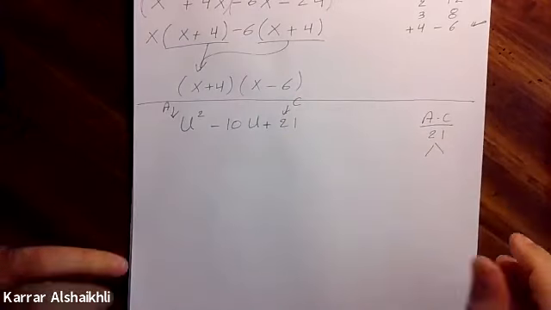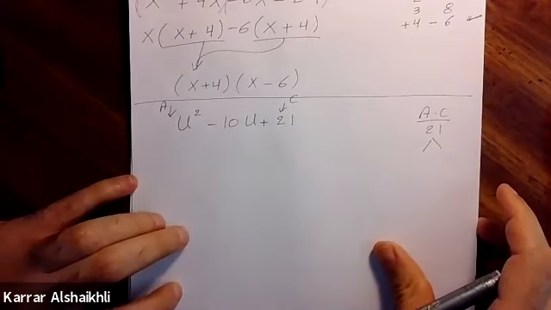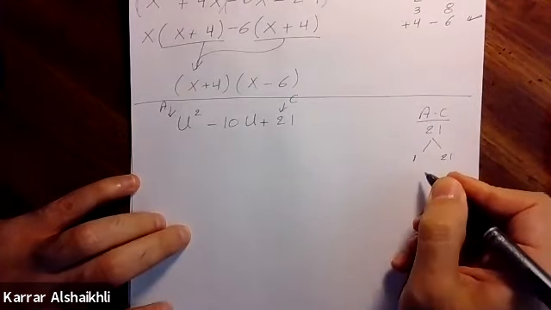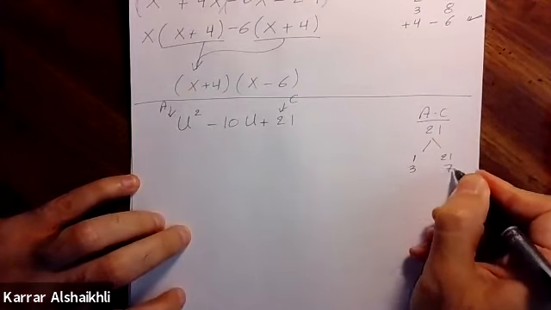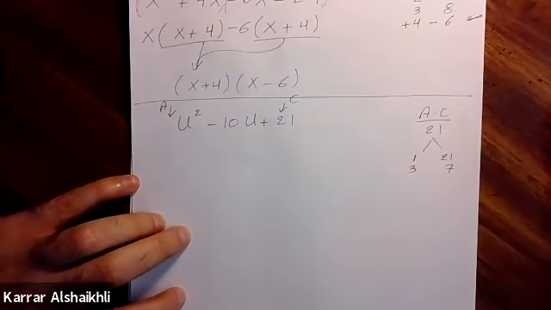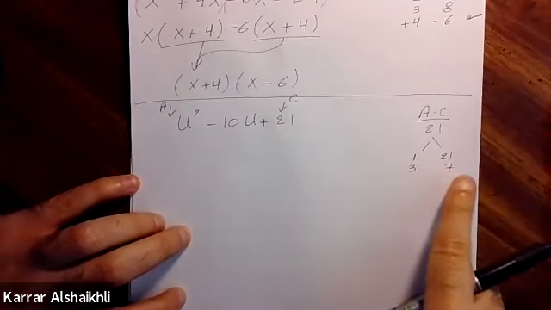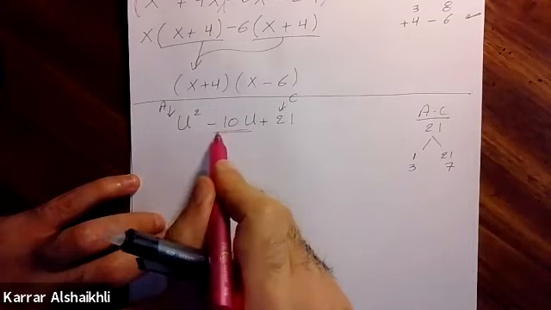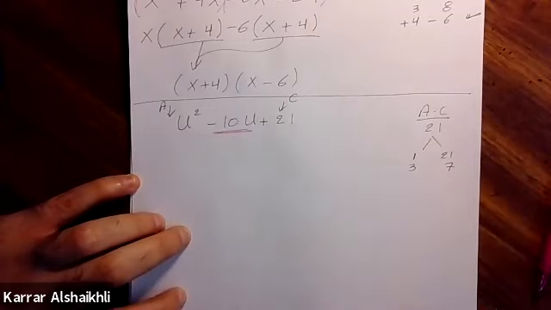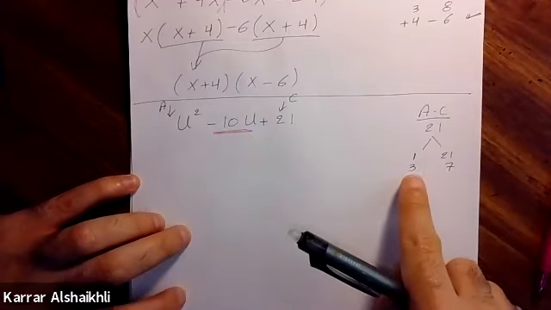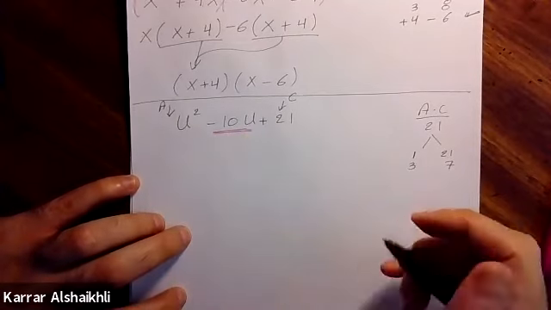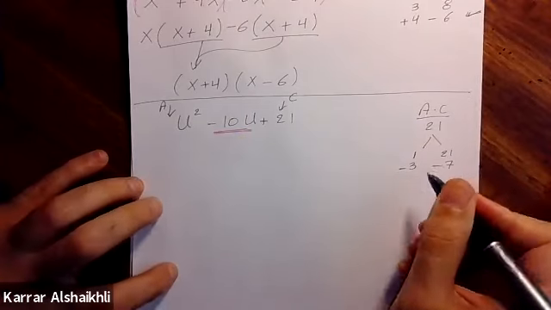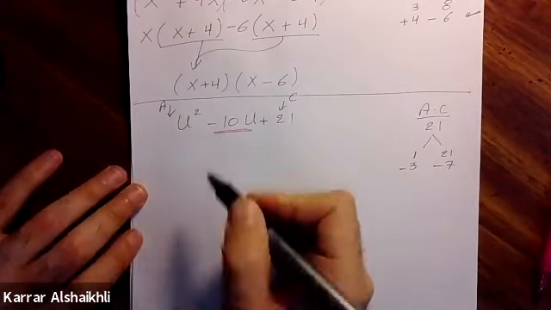Now we need to factor the 21 into 2 numbers. The first option is 1 and 21. The second option is 3 and 7, because 3 times 7 is 21. Now I need to use one of these options to get the middle term, which is negative 10. If I add these two numbers, it's going to be positive 10, so I'm going to say minus 3 minus 7. Minus 3 minus 7 is negative 10.